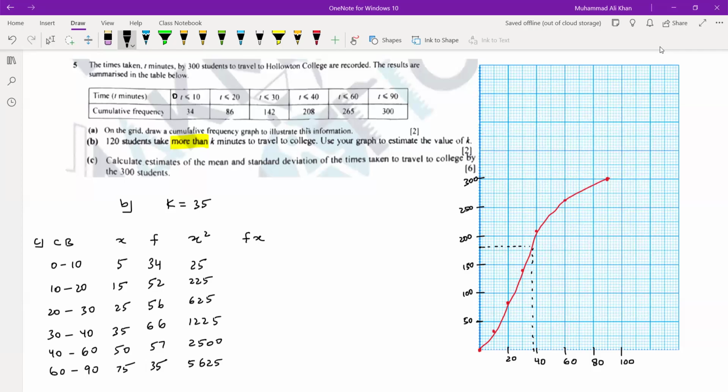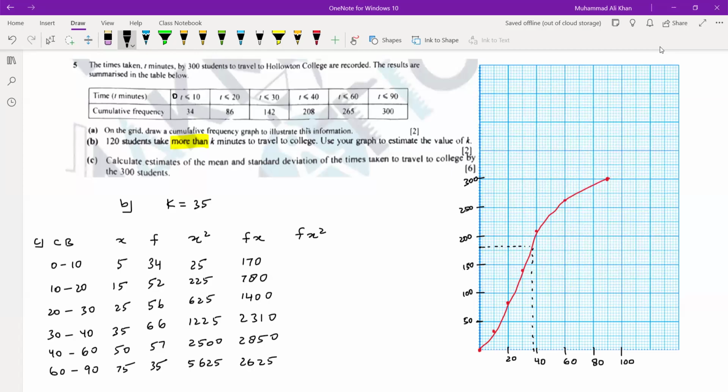Now we have to make a column of fx, frequency multiplied by x. So 34 multiplied by 5 is 170. 52 multiplied by 15 is 780. 25 multiplied by 56, 1400. 35 multiplied by 66, 2310. 50 multiplied by 57, 2850. 75 multiplied by 35, 2625.